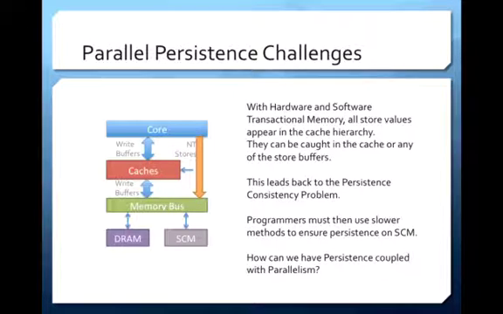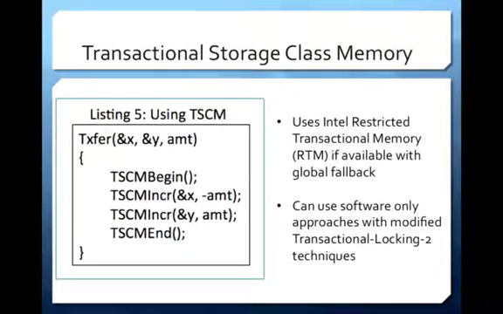So how can we achieve the high parallelism with persistence without having to revert to slower methods? And that's where transactional storage class memory comes in.